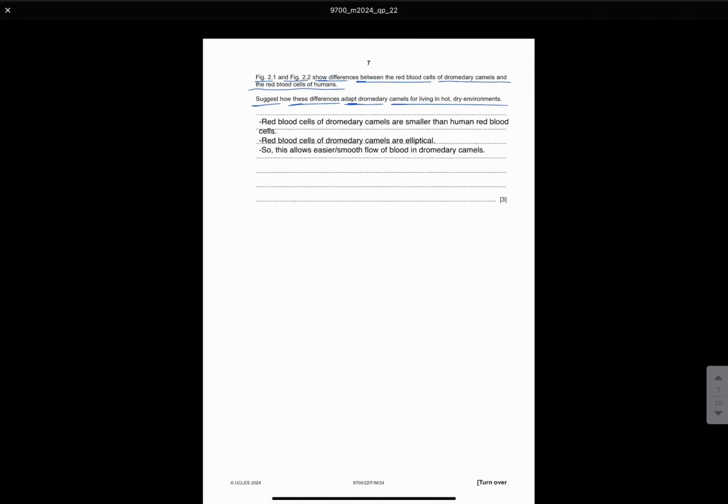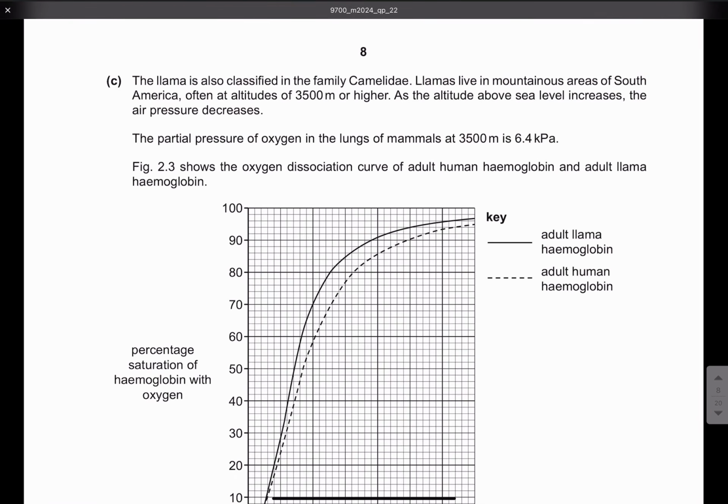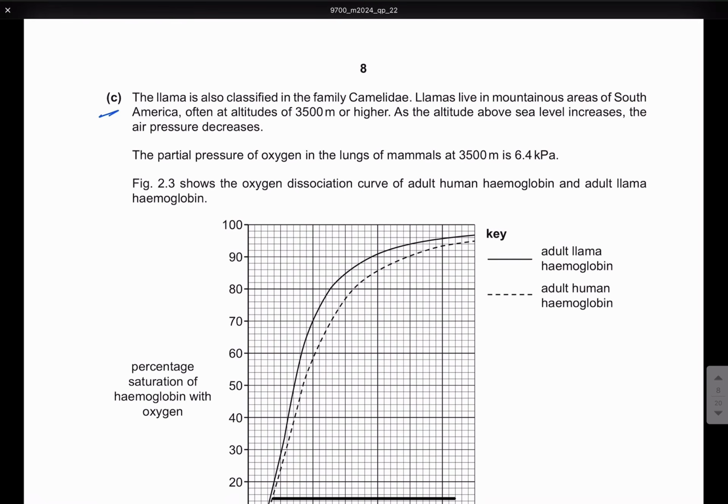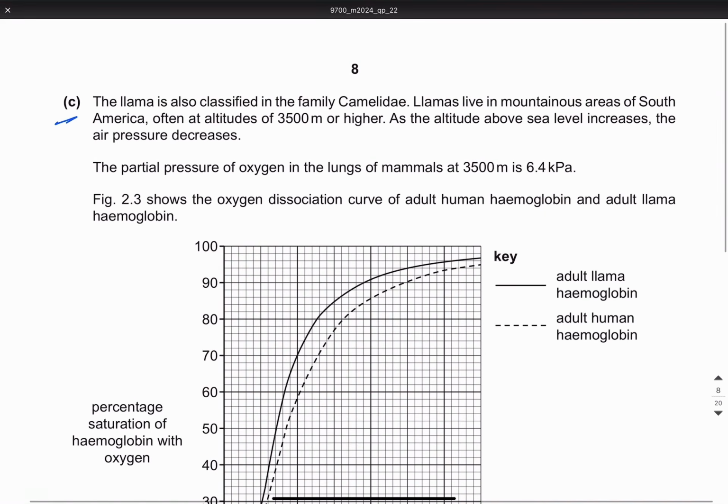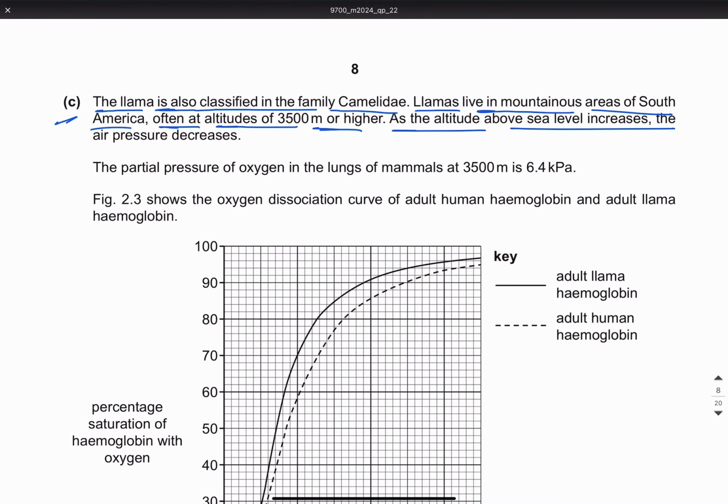All right, let's move on to the next part. Part C. The llama is also classified in the family Camelidae. Llamas live in mountainous areas of South America, often at altitudes of 3500 meters or higher. As the altitude above sea level increases, the air pressure decreases. The partial pressure of oxygen in the lungs of mammals at 3500 meters is 6.4 kilopascals.